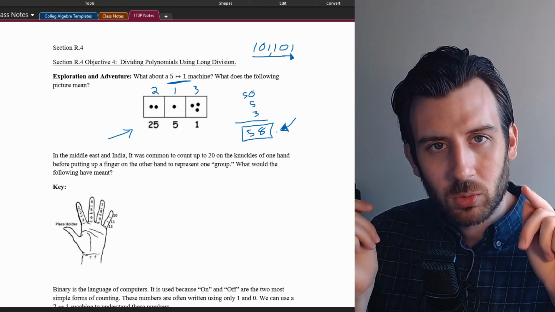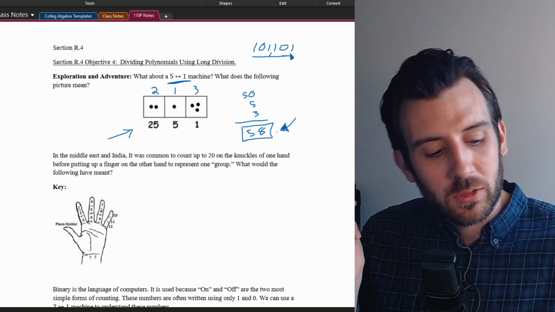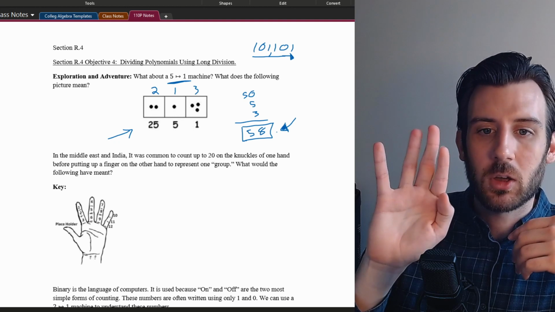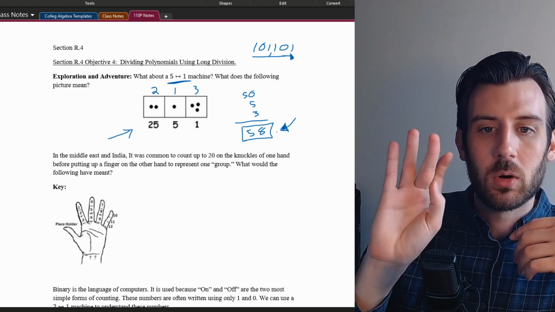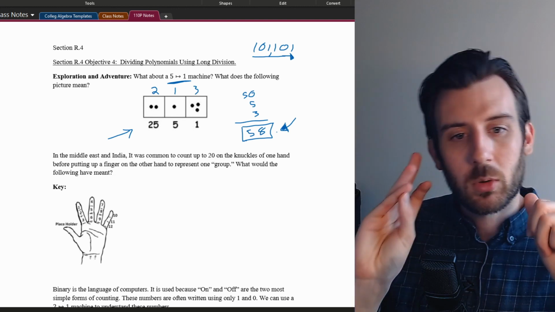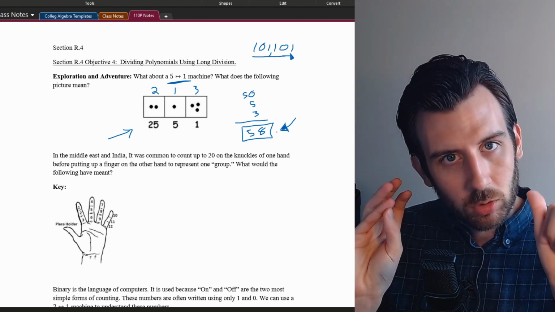But that's not entirely true. There are some cultures that actually counted on their knuckles, and I might have shown you this before, but they count on their knuckles by using their thumb to indicate it. So they go 1, 2, 3, 4, 5, 6, 7, 8, 9, 10, 11, and 12. And then they would hold up a finger on the other hand to say I have one group of 12.